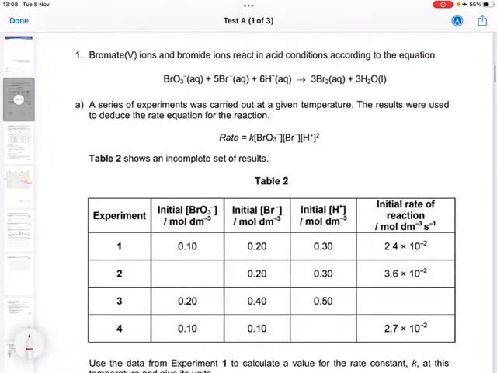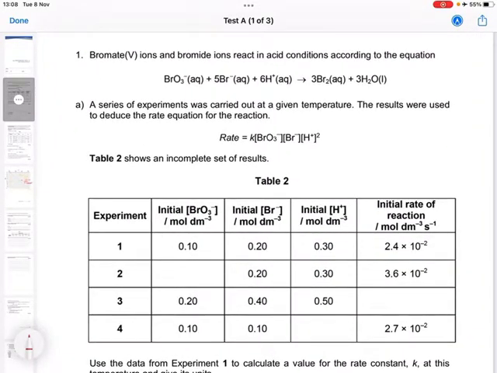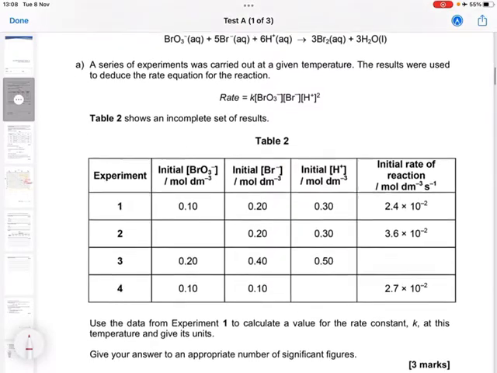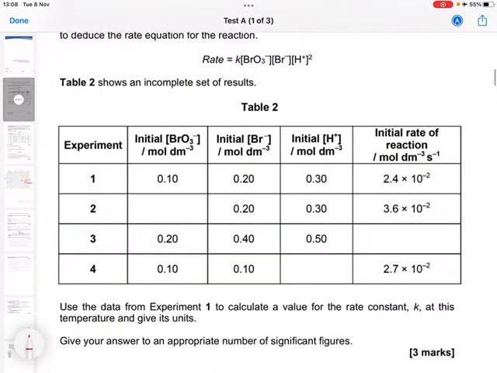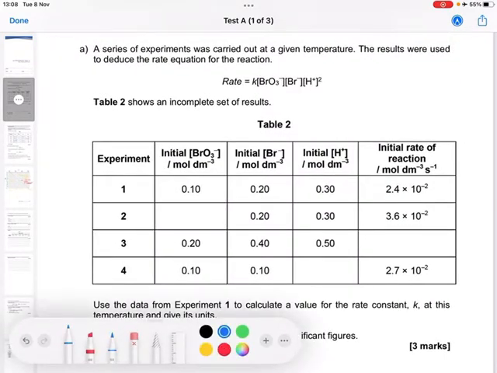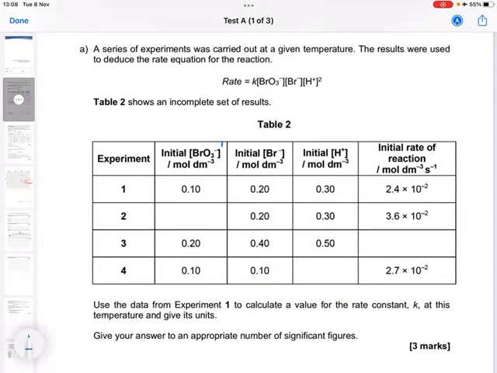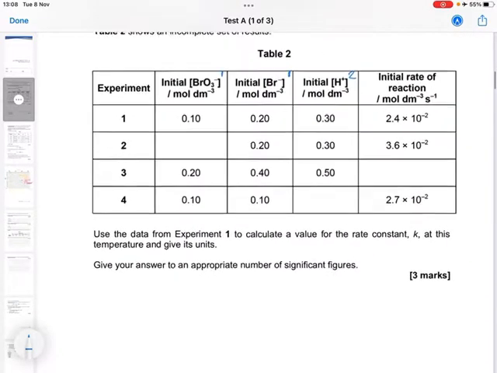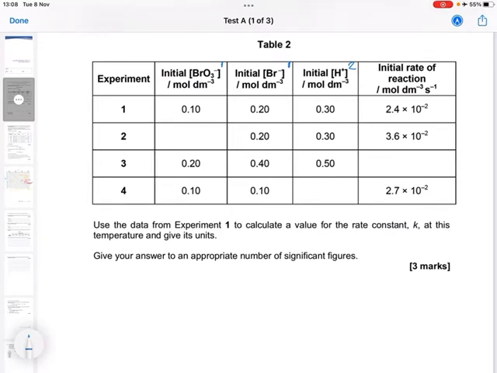We've got bromate(V) ions and bromide ions reacting in acidic conditions according to the reaction there. A series of experiments was carried out at a given temperature. The results were used to determine the equation for the reaction, and we have that it is first order with respect to bromate, first order with respect to bromide, and second order with respect to H plus. So use the data from experiment 1 to calculate a value for the rate constant.